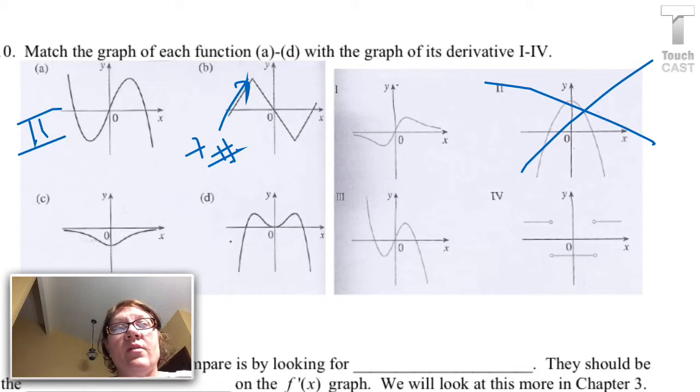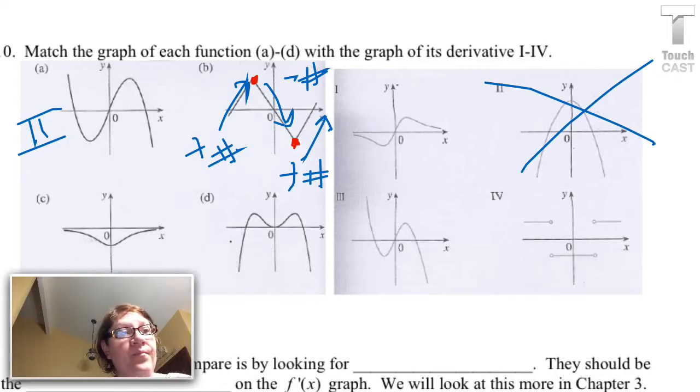And then it switches to a negative number. Again, constant because it's a line. And then it switches back to a positive number. And then remember, I can't have cusps, so the slope would be undefined there.